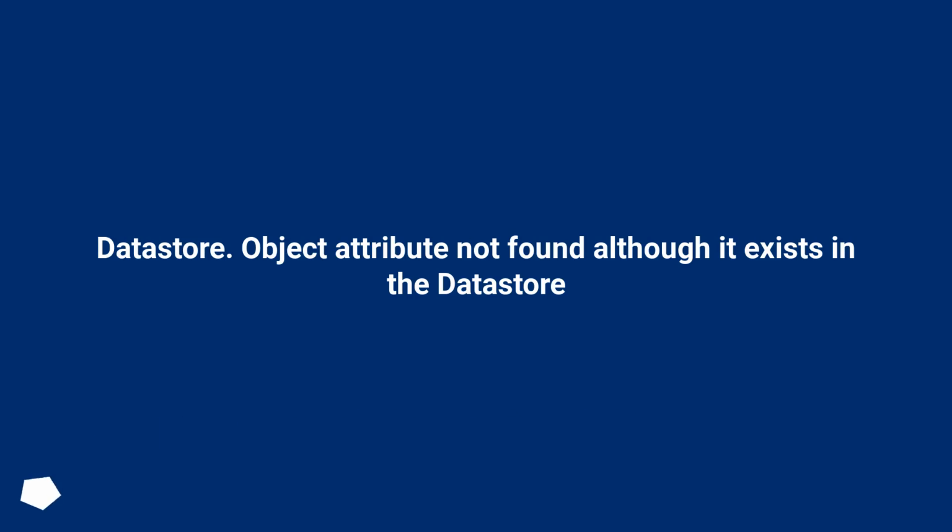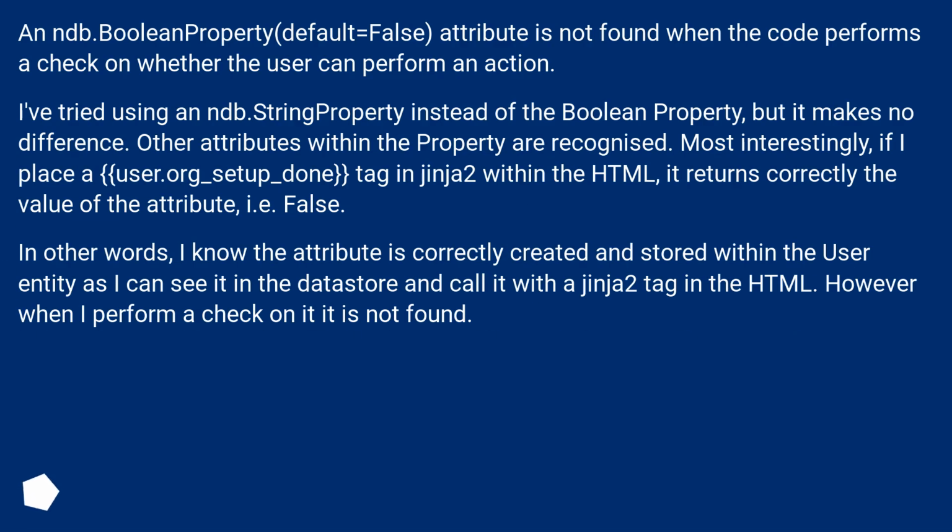Datastore. Object attribute not found although it exists in the Datastore. An ndb.BooleanProperty with default equals False is not found when the code performs a check on whether the user can perform an action. I've tried using an ndb.StringProperty instead of the boolean property, but it makes no difference. Other attributes within the property are recognized.